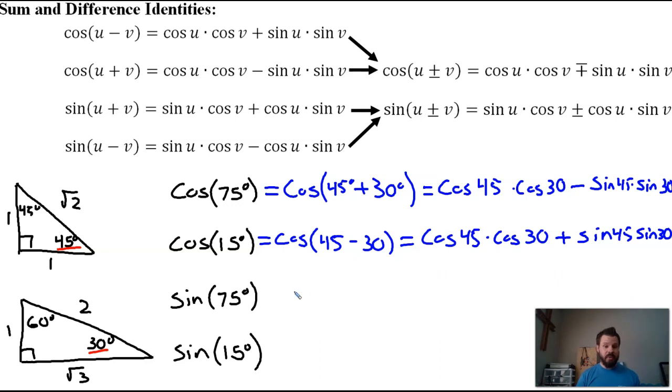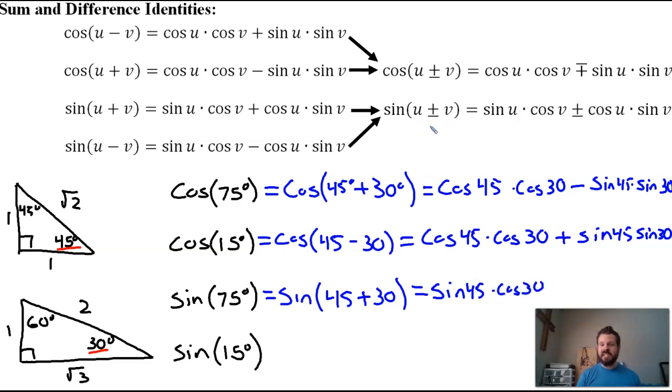Okay, let's do the same thing with the sine real quick. We're using sine of 75, sorry, so I can rewrite that as sine of 45 plus 30, just like I did for the cosine. And now with the sine, we have a different pattern. It's sine u, cosine v. So I'm going to use first angle, second angle. So sine 45 times cosine 30.